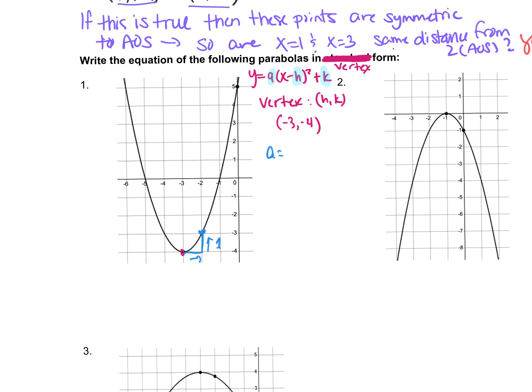And it's positive because we went up 1, but also look at the graph. The graph is up, so this opens up. So we have a positive number. All right, so when I write my equation, I get y equals 1 times (x minus -3) quantity squared plus a negative 4. I really wrote it this way so that you can see where we put things, but then we'll just clean this up.